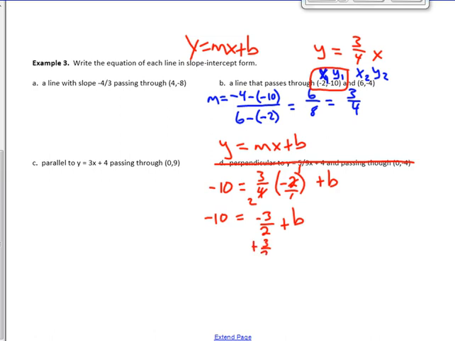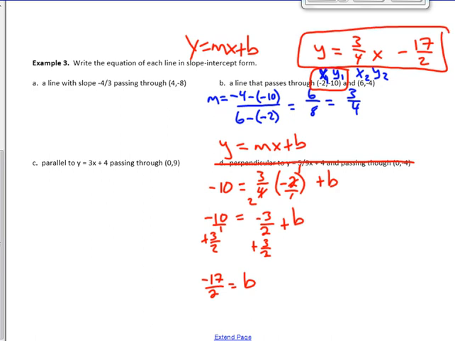-3/2, I want to get the b by itself, so I'm going to add 3/2 to both sides. Again, in order to add these two things together, plug it in the calculator if you need to. Otherwise, -10 plus 3/2, make a common denominator by multiplying the top and bottom of -10/1 times 2. So I get -20/2 plus 3 gives me -17/2, which is what b comes out to be. So then my final part of my equation, I have b is equal to -17/2.